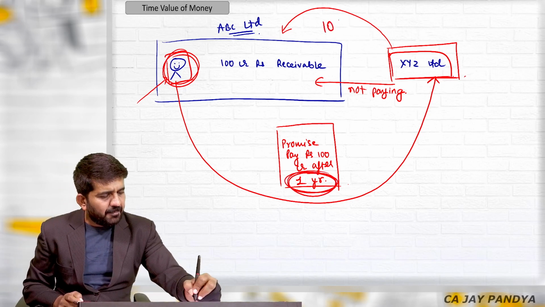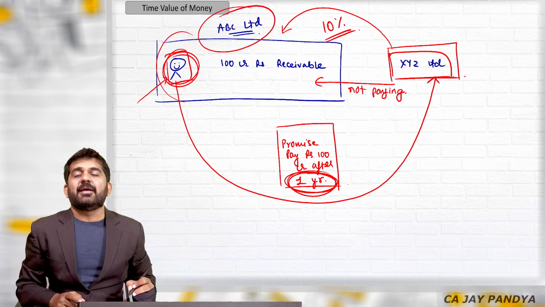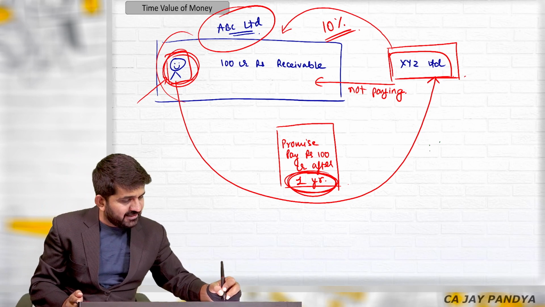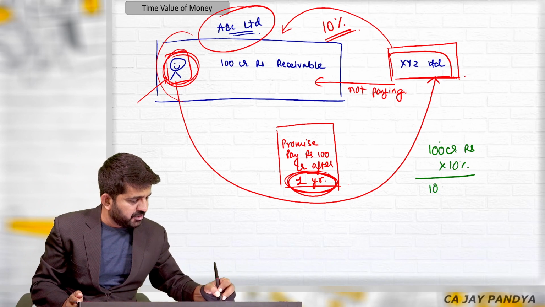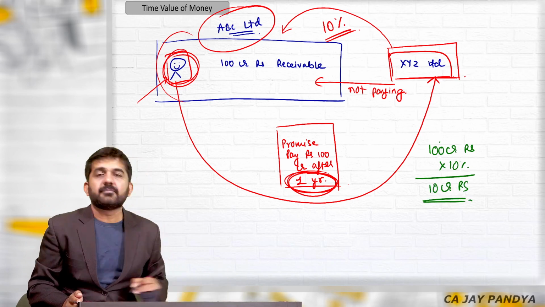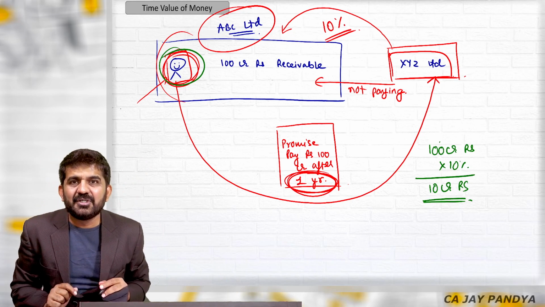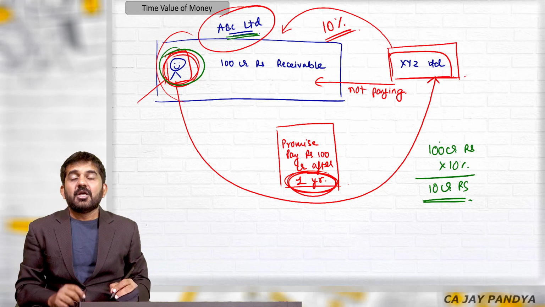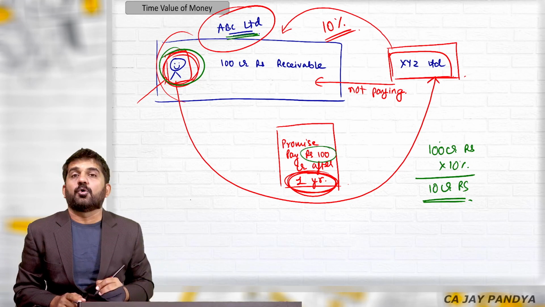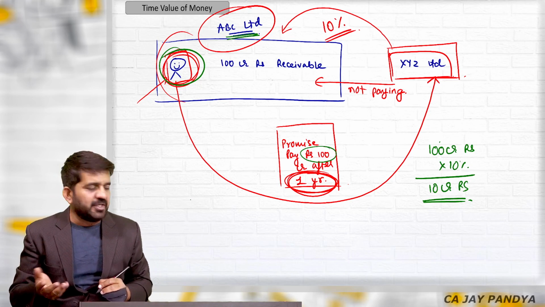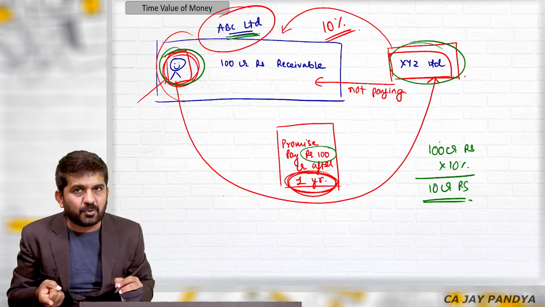So even if the market rate of interest is 10%, what is the loss for ABC Limited? Loss for ABC Limited is 100 crore rupees multiplied by 10%, which is 10 crore rupees. Which is possibly more than his lifetime salary. This is the loss for ABC Limited. But you will say, sir, no. He has confirmed that he is going to receive this 100 crore rupees. Believe me, after 1 year also, this company will not have any intention to pay this 100 crore rupees.